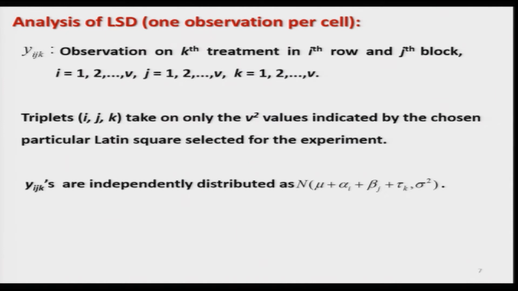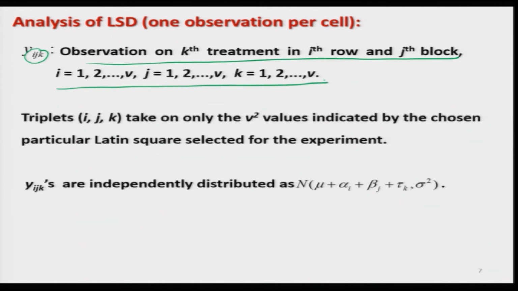So, there are 3 factors. So, the observations are going to be indicated by 3 subscripts. So, the observations are indicated by y with the subscript i j k. This is going to indicate an observation on the kth treatment in the ith row and jth column, and suppose there are v treatments. So, we know that in this case the number of rows, columns and treatments are going to be the same, because they are based on a Latin square, right. So, i, j, k all will have the same range, starting from 1 up to v, right.